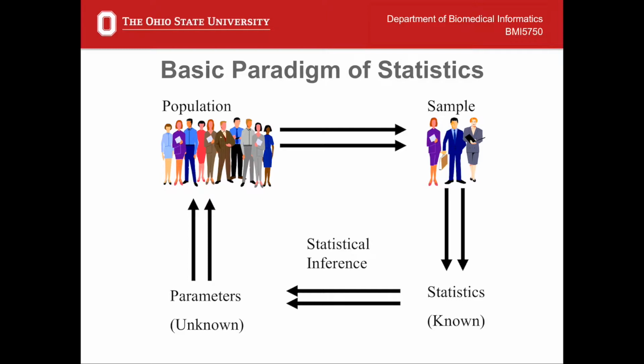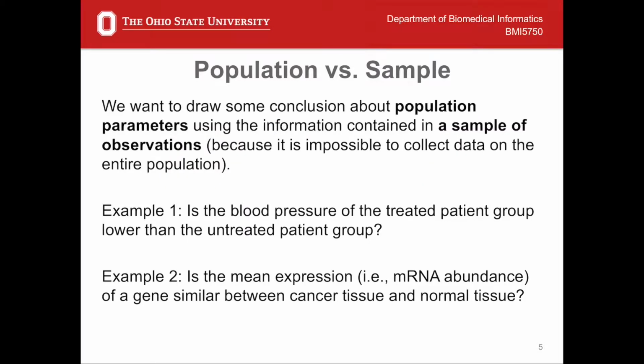However, for the samples that we pull out from a population, we can summarize some statistics from them, and those statistics are known. Then we use the statistics that we generated from the sample to derive statistical inference about the parameters. Now let's talk about the comparison between population and sample. We want to draw some conclusions about population parameters using the information contained in a sample of observations, because it's impossible to collect data on the entire population, which is usually quite large.